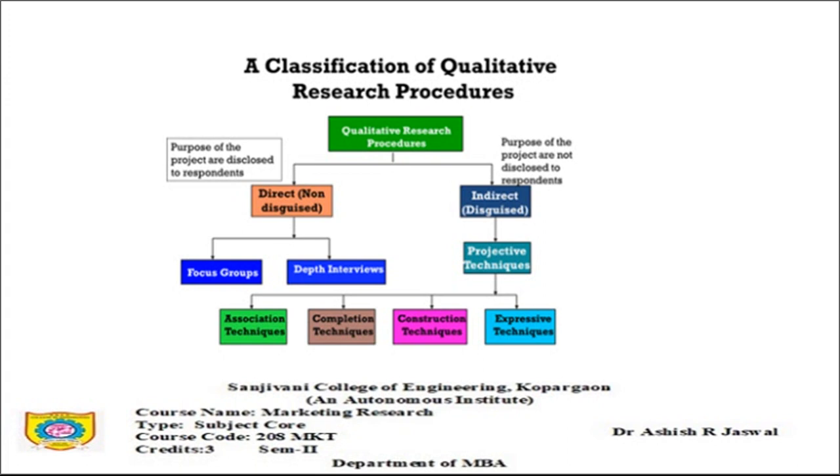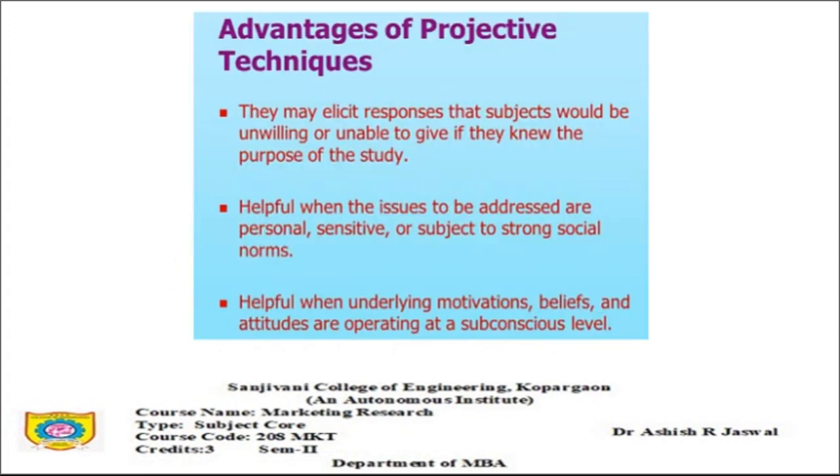Further, we would like to end this portion with the advantages of projective techniques. The first: they may elicit responses that subjects would be unwilling or unable to give if they knew the purpose of the study. An attempt is made to remove the bias. If they are unable or unwilling to give the response if they know the subject, we see that we do not disclose the purpose of the study and try to take the responses from them.